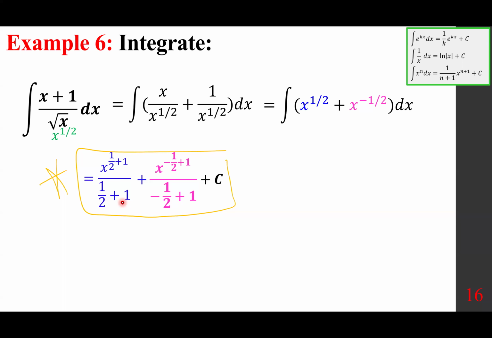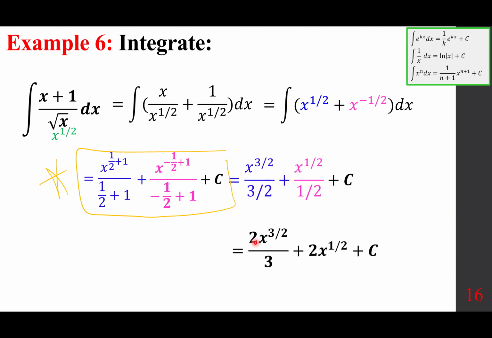1/2 and 1, they add up to 3 halves. Negative 1/2 and 1, they add up to 1/2. So what's happening here? 1 divided by 3 halves makes it 2/3. 1 divided by 1/2 makes it 2. The final answer is 2 x to the power of 3 halves over 3, or 2/3 x to the power of 3 halves. This is 2x to the power of 1/2 and a constant.